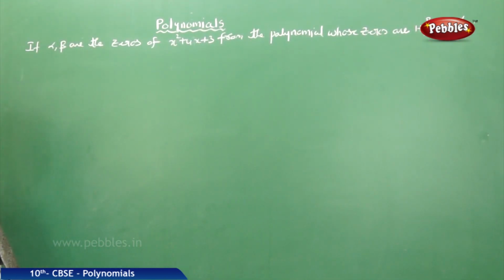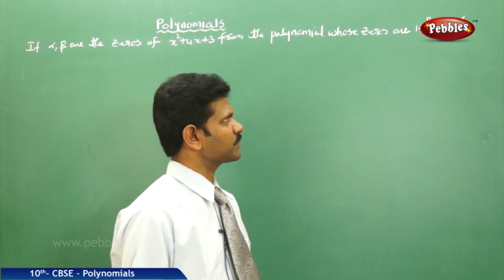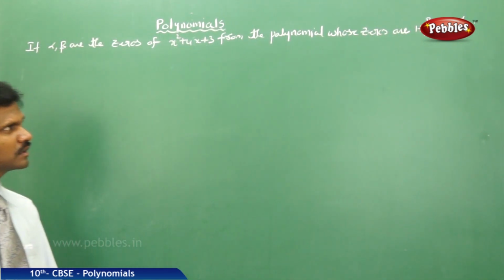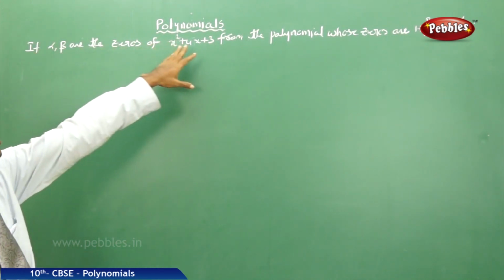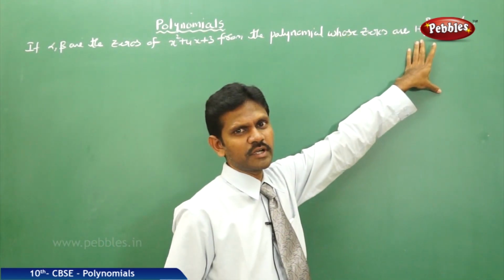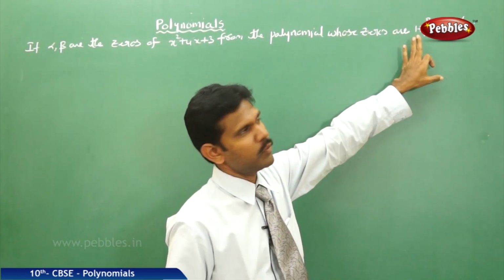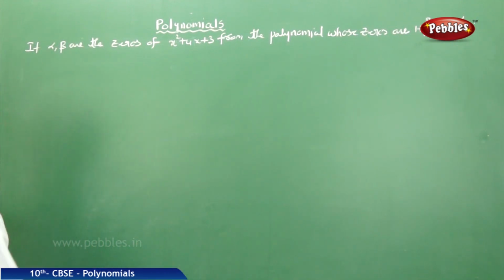Okay, next question. If alpha comma beta are the zeros of x square plus 4x plus 3, form the polynomial whose zeros are 1 plus beta by alpha comma 1 plus alpha by beta. That means you have to find the quadratic polynomial. Alpha comma beta are the zeros of this quadratic polynomial, and now you have to prepare a quadratic polynomial whose zeros are 1 plus beta by alpha comma 1 plus alpha by beta.